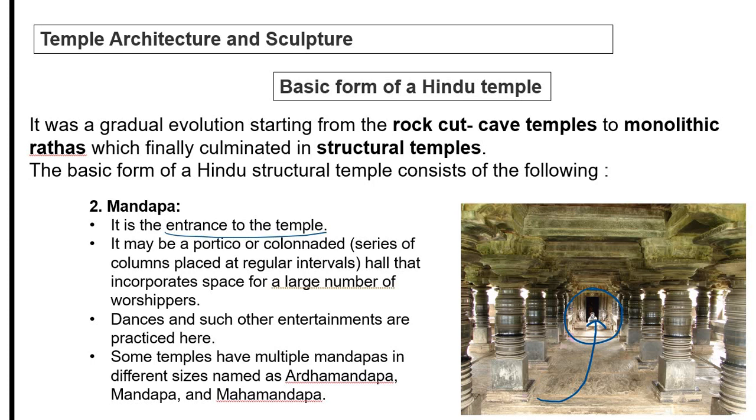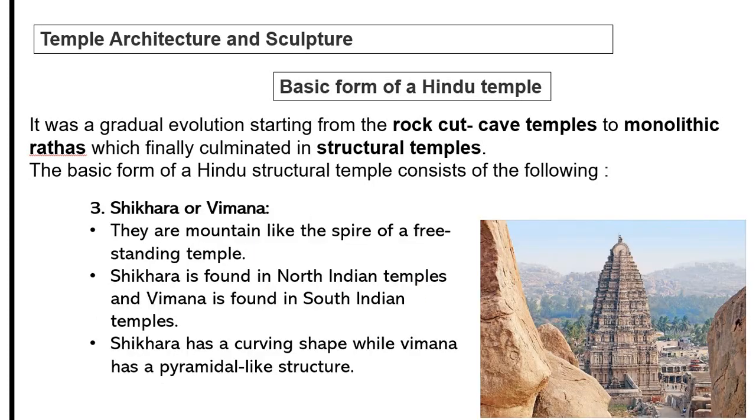In the mandapa, all the rituals are performed, all the havans are done. Dances and cultural activities are also performed here in the mandapa. Some temples have different sizes of mandapa. That is why, because of different sizes, there are Ardha Mandapa, Mandapa and Mahamandapa.